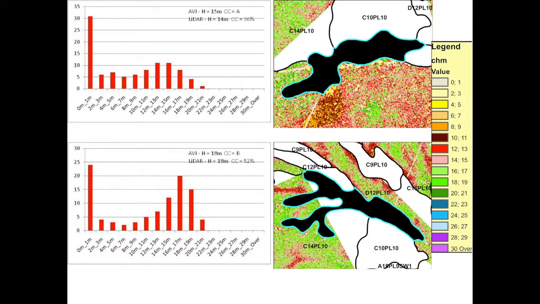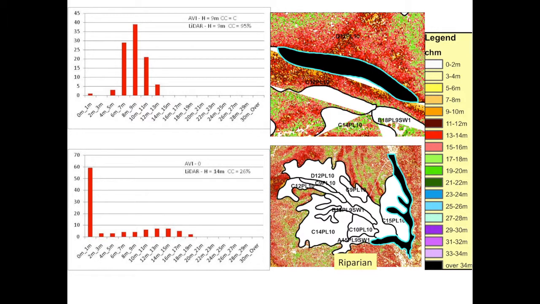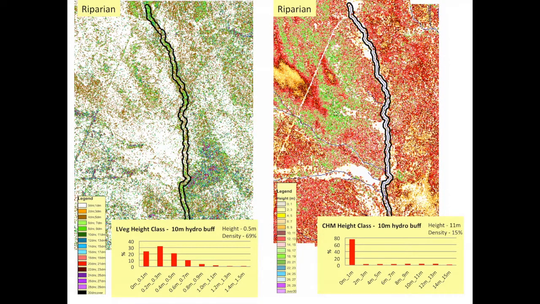Just some more examples of a distribution. These are just typical polygons. Here's the bottom one would be a typical inventory polygon that would be termed or looked at as riparian. The riparian ones, here's a couple of examples for riparian. This is a simple buffer, like Rich talked about, 10 meter buffer. There's the overstory distributions, and there's the understory distributions.